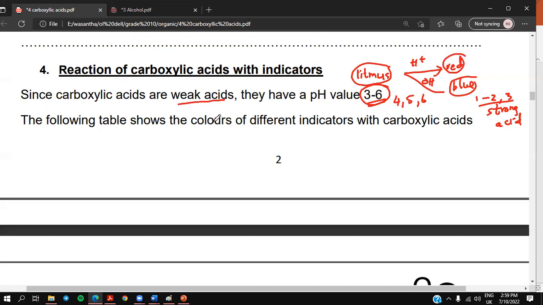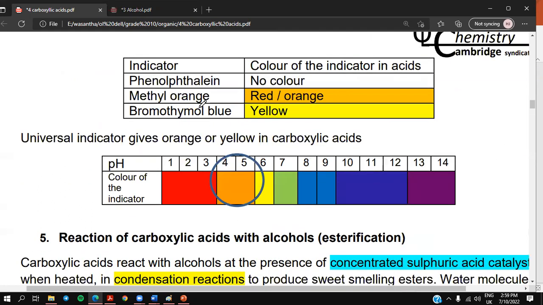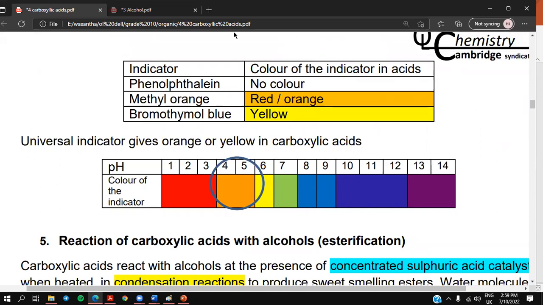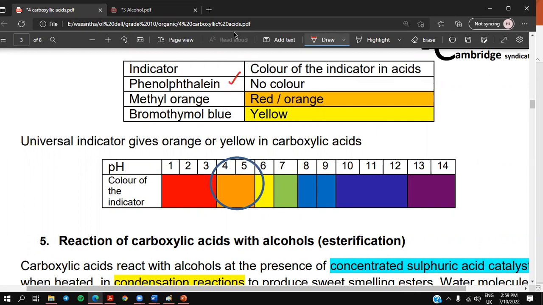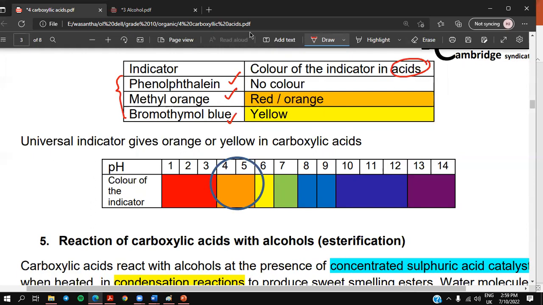I have prepared a table to show how carboxylic acid give different colors in different pH values, different indicators. See, this is something general. If you consider different indicators like phenolphthalein, methyl orange, and bromothymol blue, these are actually very, very important indicators you are supposed to know. Because we have in paper 4 titration questions. In titration questions, you will see these indicators are used to find the endpoint. And these indicators give different colors in acidic medium. For example, phenolphthalein, when an acid is added, it has no color. Phenolphthalein has no color in acidic medium. But methyl orange gives a red-orange color. Bromothymol blue gives a yellow color in alkaline medium.